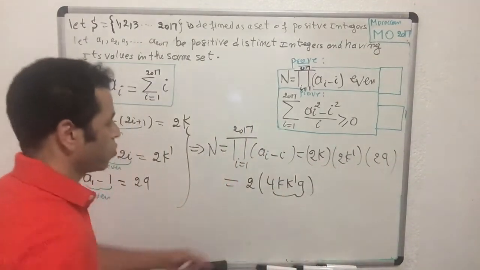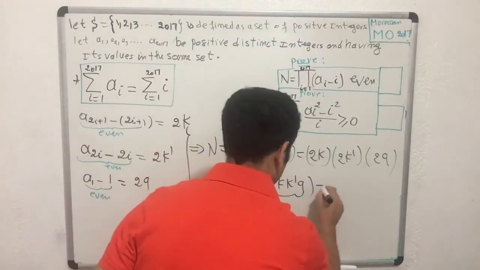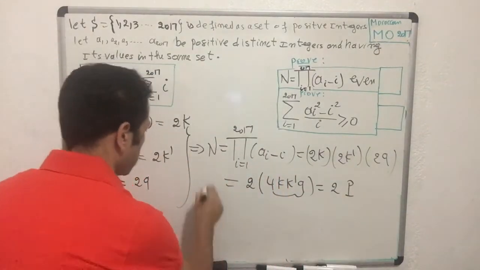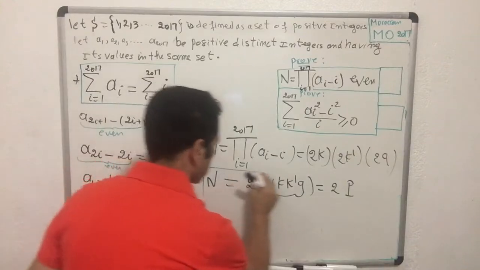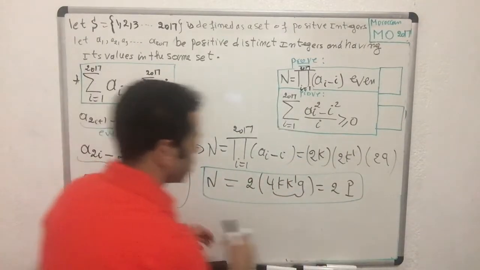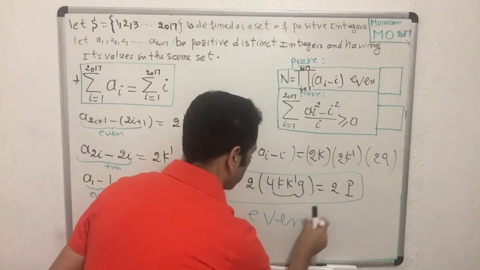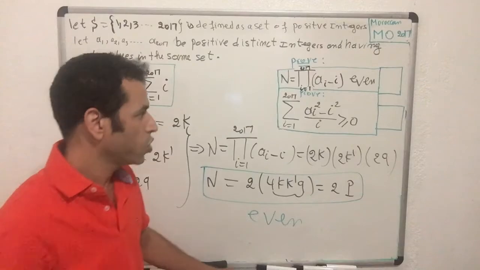I can replace this one, since this one is an integer number, I can replace it by 2p. Okay, finally this is the even number, because we have 2p. The first question is verified.